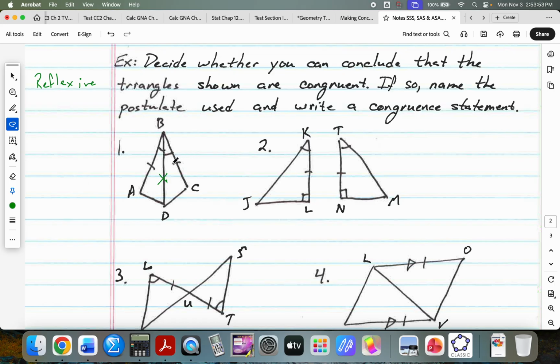Now notice what we have. In this triangle, we've got 2 sides and the angle that's in between them. We always have to check that we have the same thing on the other side. We've got 2 sides that have been marked and the angle between them. This is side, angle, side.